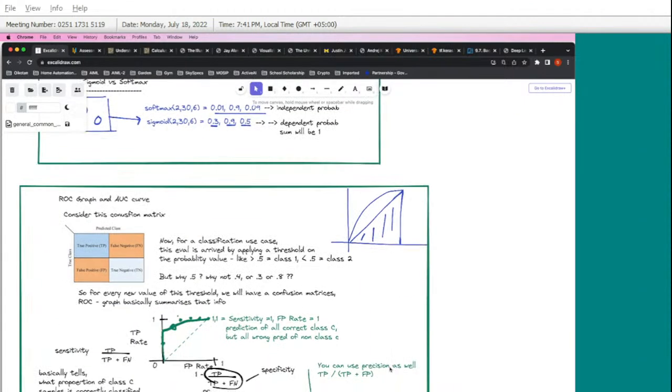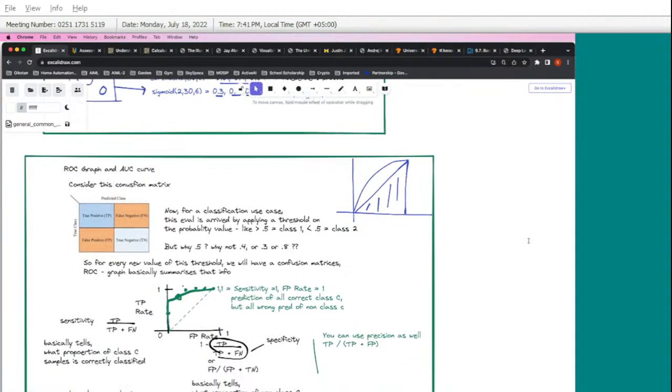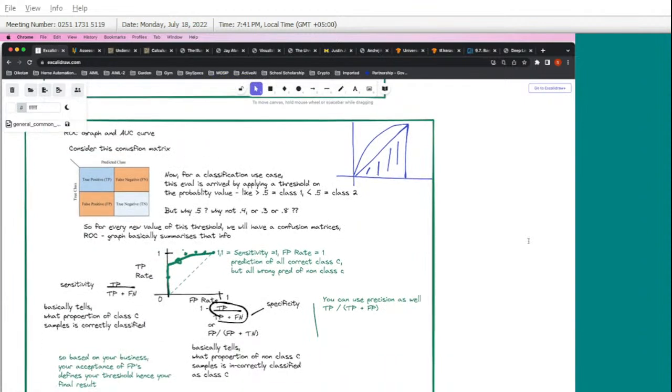There was a specific question last year. Someone asked me what is the difference between the ROC curve and the AUC curve. Do you want to go over it? Maybe we can start with that.